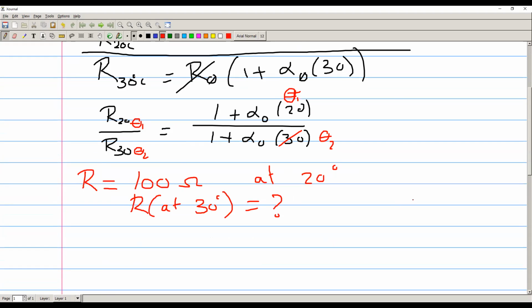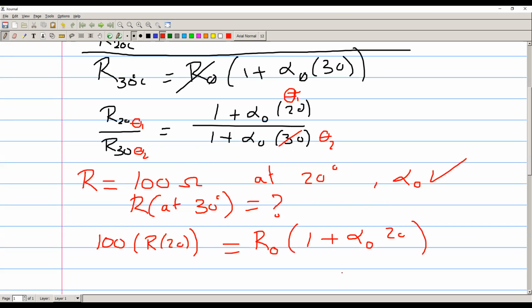How can you do that? Of course, you're given alpha 0, and basically you want to measure R at 30 degrees. One solution is to apply the original equation: 100 ohms, which is R at 20 degrees, is equal to R0 times 1 plus alpha 0 times 20. From this equation, you can compute R0.